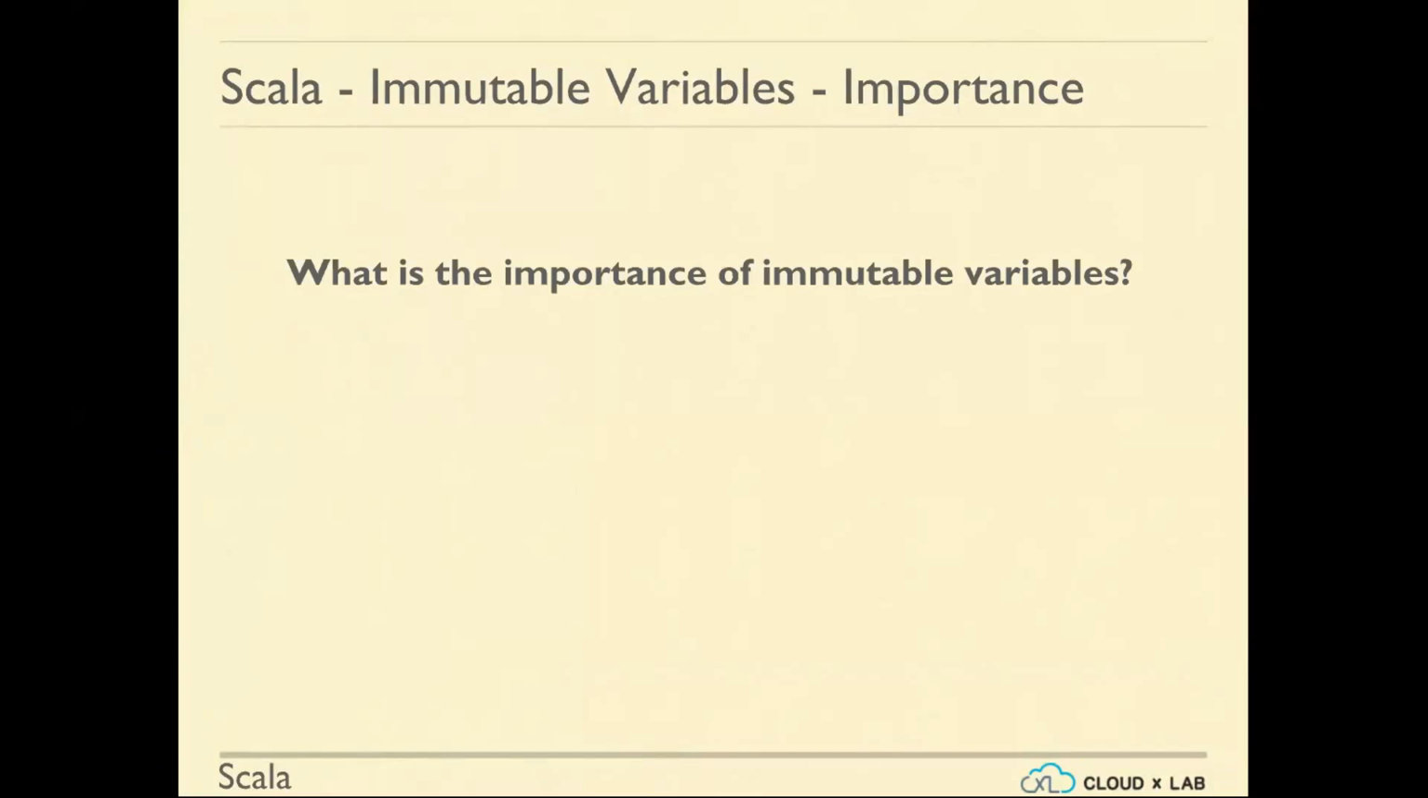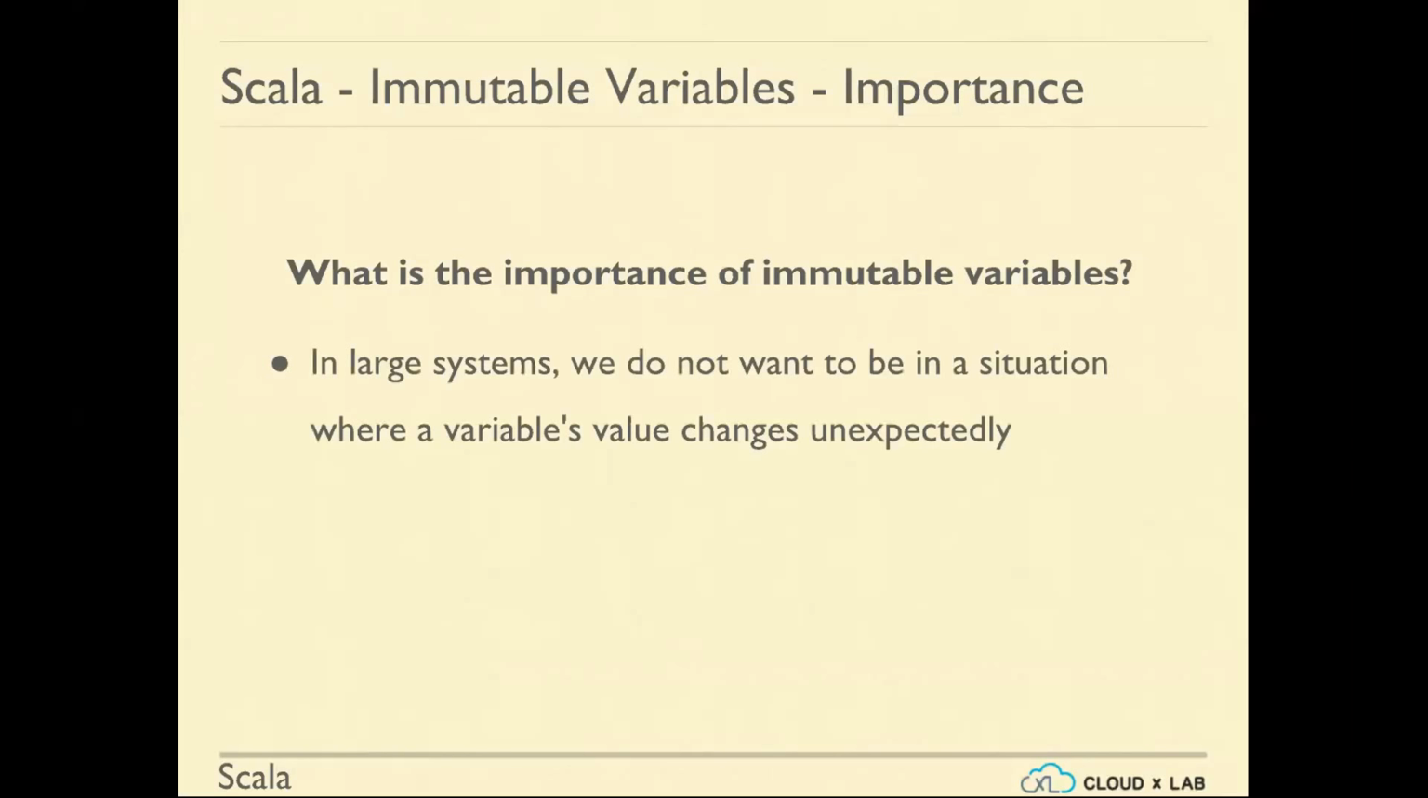So what is the importance of an immutable variable? Good. Thank you, Alvin. Constant values fixed throughout the program. Correct. In large systems, we do not want to be in a situation where a variable's value changes unexpectedly, right? We don't want a variable's value to be changed unexpectedly.